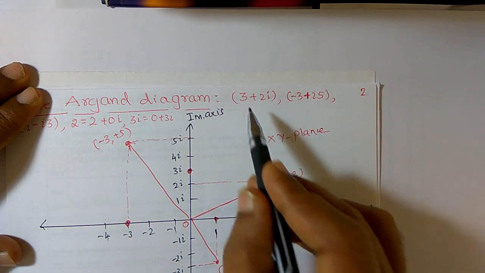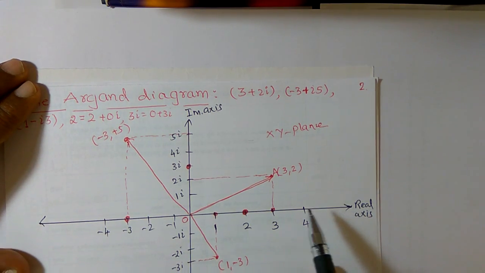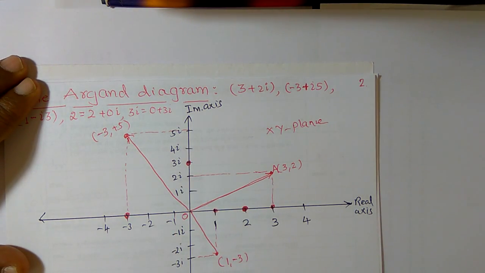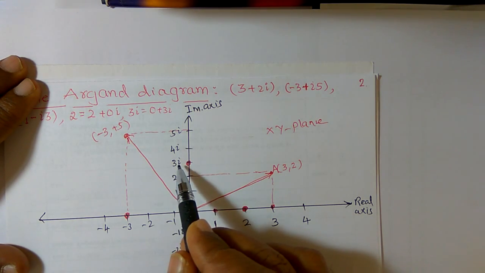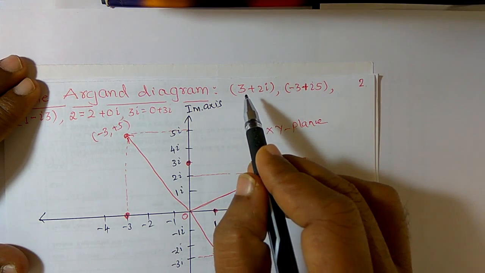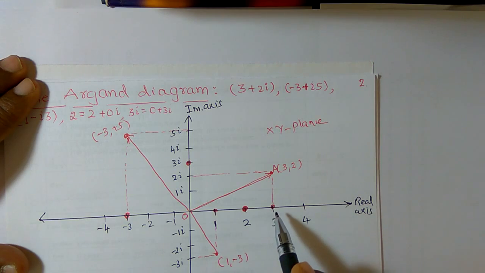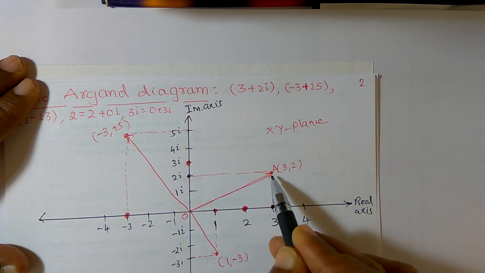On the real axis, the x-axis is treated as the real axis, and the y-axis is treated as the imaginary axis. We can denote 1 into i, 2 into i, 3 into i, 4 into i on the y-axis. And on the real axis, we can note down 1, 2, 3. On the negative side, minus 1, minus 2, minus 3, and so on. Now I want to represent the complex number 3 plus 2i. You can denote 3 on the real axis, 2i on the imaginary axis. You can join these two at this point.